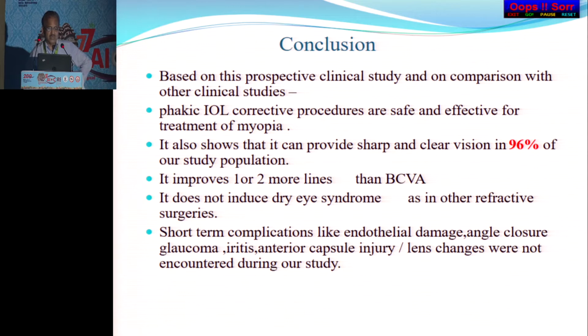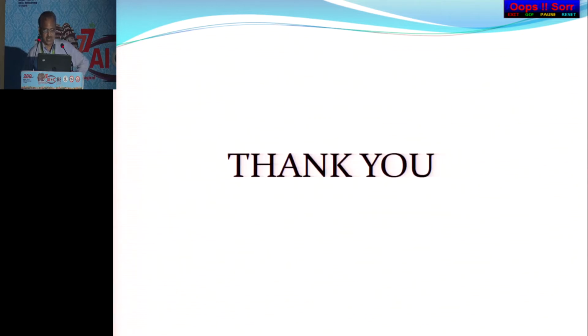So, conclusion: based on the prospective study, and in comparison with other studies, phakic corrective procedures are safe and effective for treatment of myopia. It also shows it can provide sharp and clear vision in 96% of our population. It improves 1 or 2 lines more than the best corrected visual acuity. It does not induce dry eye syndrome as in other surgeries. Short-term complications like endothelial damage, angle-closure glaucoma, iritis, anterior capsule injury, and lens changes were not encountered during our study. Thank you.